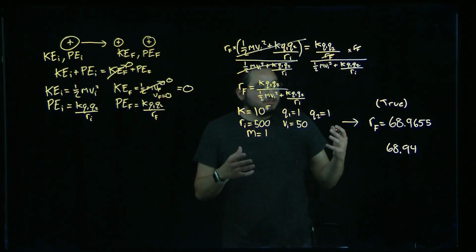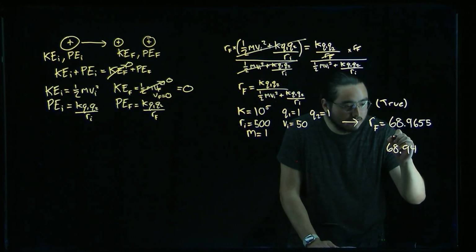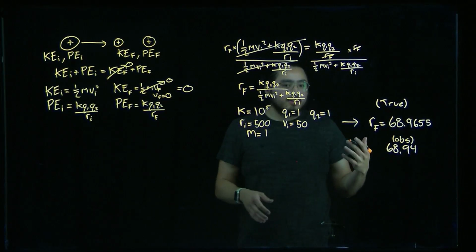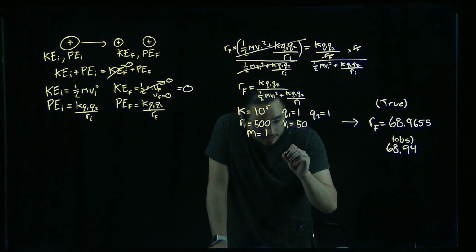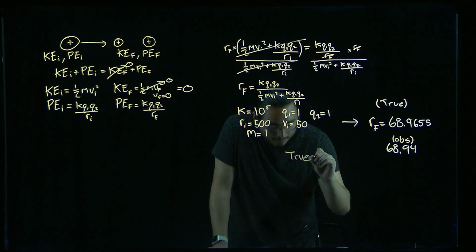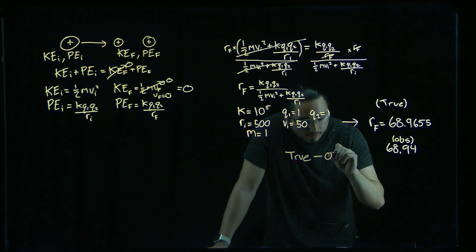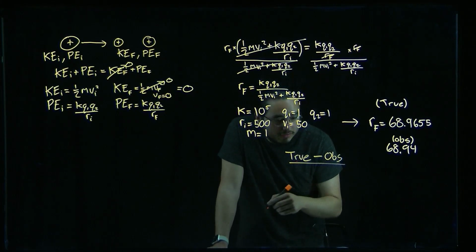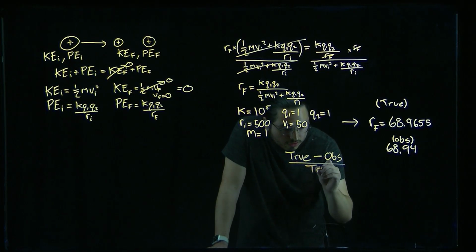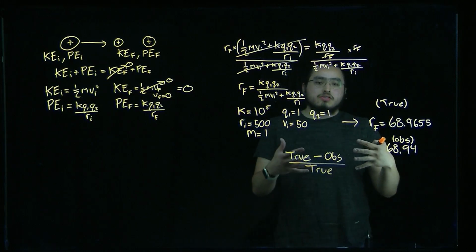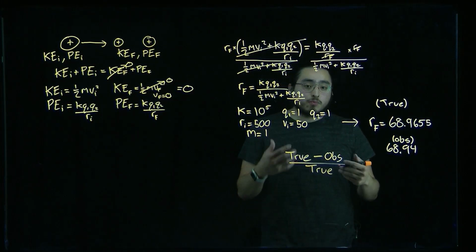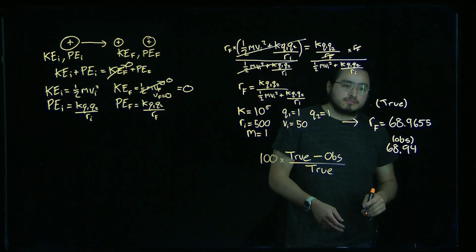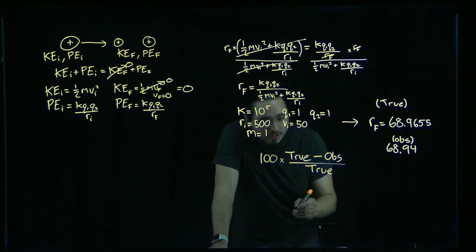Let's get into what the error is. Here I'll write this is observed, I'm going to do just OBS. When we want to calculate the error, it's always the true value minus the observed value, which is from your run of the code you made, over the true value. This gets you the amount of error there is in the system. If you want percent error, you just throw in 100 out front and put a percent sign on.